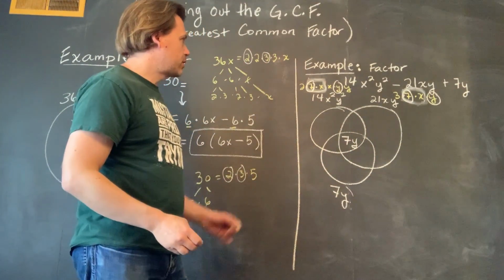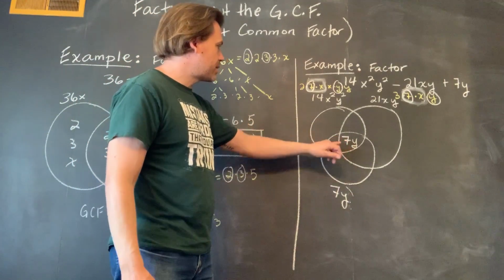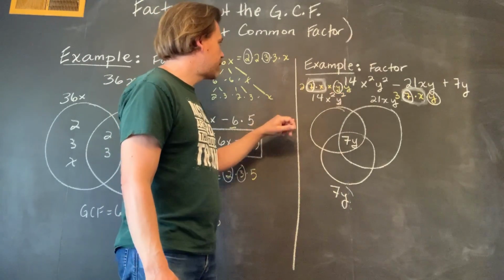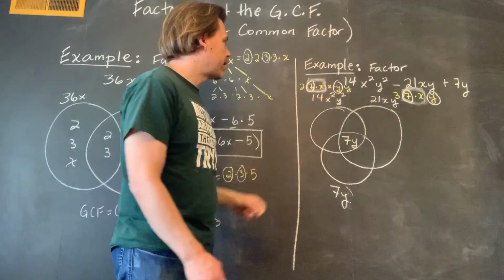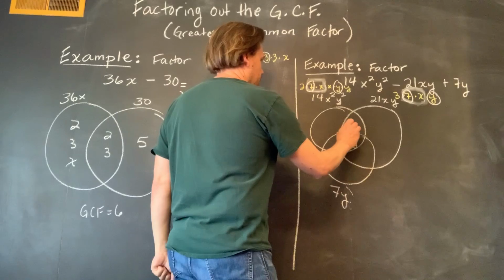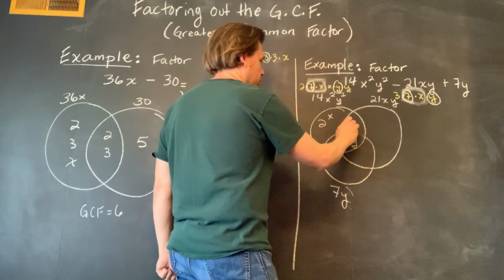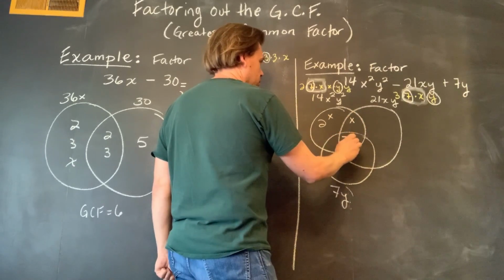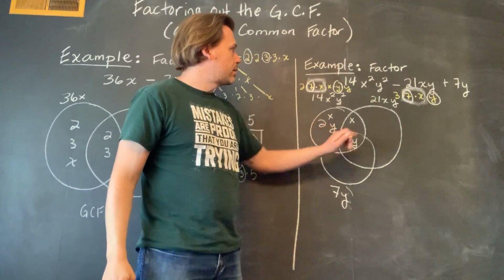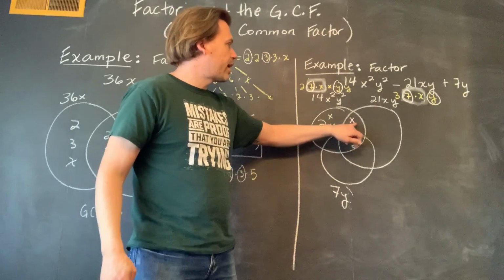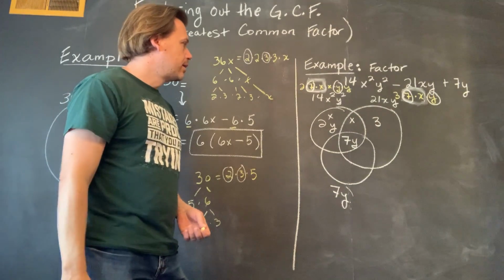And then for every other circle, there's nothing left in this bottom circle, the 7y was it. When I take out the 7y here, what do I have left? A 2, an x, and a y. And then this one here, what do I have left? A 3 and an x. Well, I already put an x. Another 3. That does get more complicated, but we're getting close.